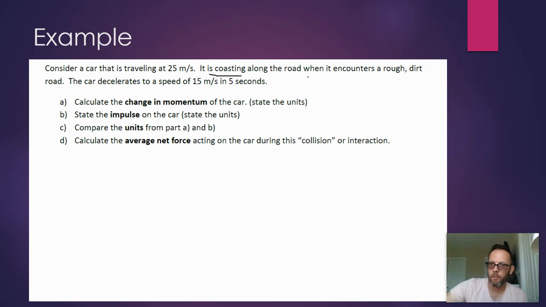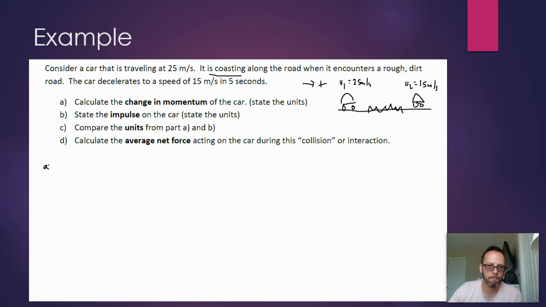Again, for today, we're just looking at one-dimensional problems. So we have a car. It's going to go over a rough patch. And I'm going to choose to the right to be positive. And so initially the speed is 25 meters per second. And then finally, its speed is positive 15. So it's still going in the same direction, right? So let's find the change in momentum of the car.